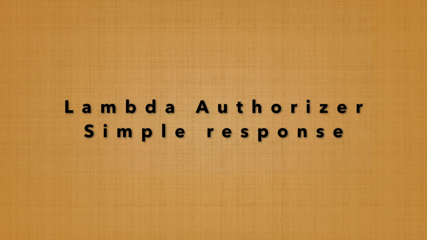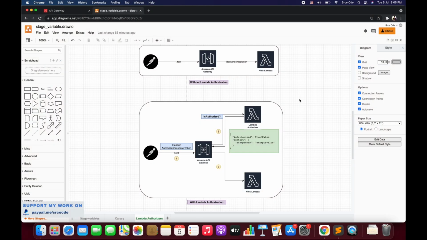In this section, I will take you through how to configure and use Lambda Authorizer to secure our API endpoints. So guys, while we configure Lambda Authorizer, we basically get two options for the response mode, that is simple and the IAM policy. So let's quickly have a look at that.